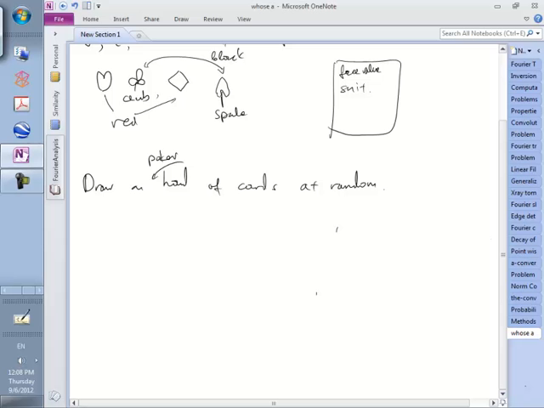What is the probability that 3 cards, actually I would say exactly 3 cards among the 5 cards are red?